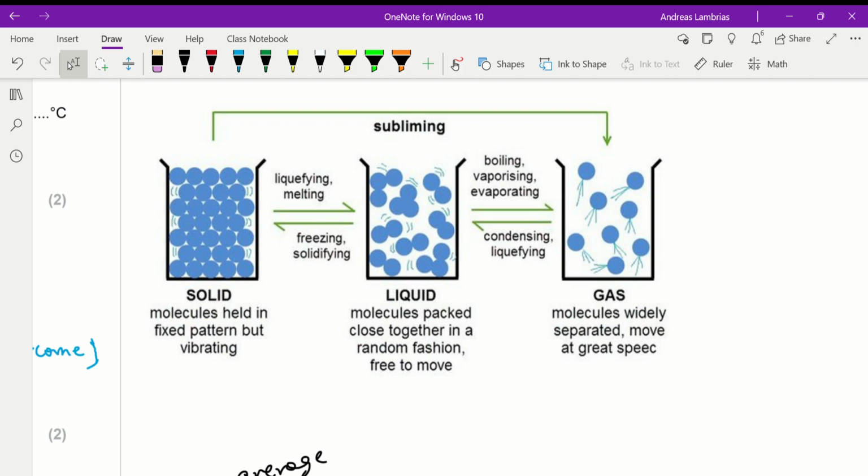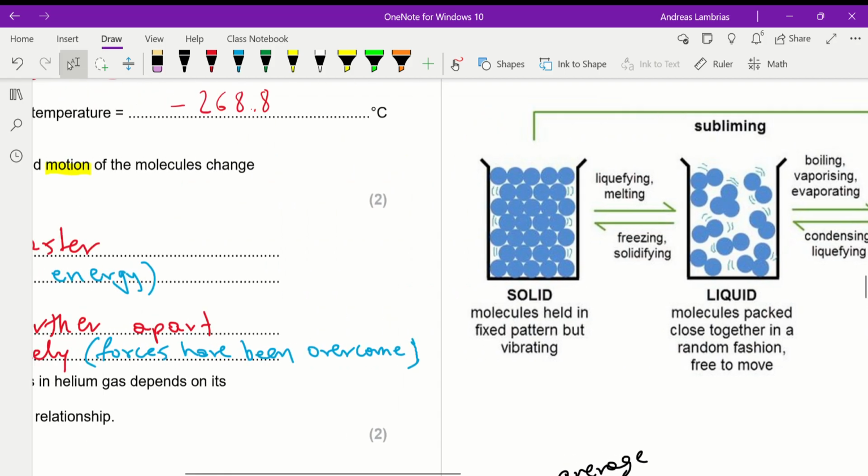And the arrangement, as you can see, in solids, they're very close to each other. But when it becomes liquid, they're moving slightly apart. There are still bonds, still forces holding the particles together, but when it becomes gas, the particles move further apart. There are no bonds anymore. The forces have been overcome. And these are the things we need to mention in our answer.